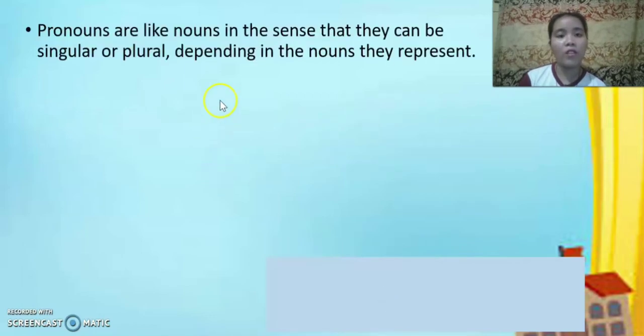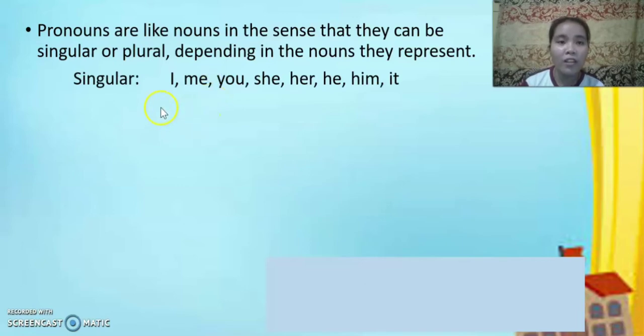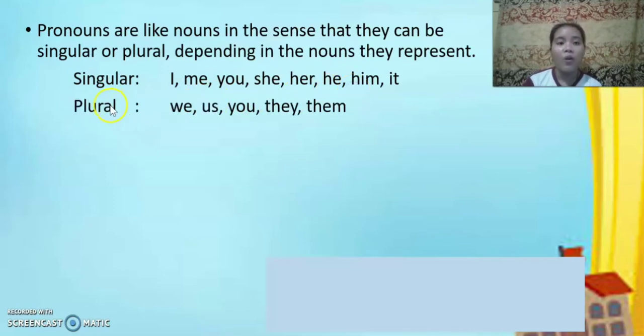Now, pronouns are like nouns in the sense that they can be singular or plural depending on the nouns they represent. So they are also singular or plural. Singular pronouns are I, me, you, she, her, he, him, and it. And the plural pronouns are we, us, you, they, and them. So special ni siyang you because it could be for plural pronouns or singular pronouns.